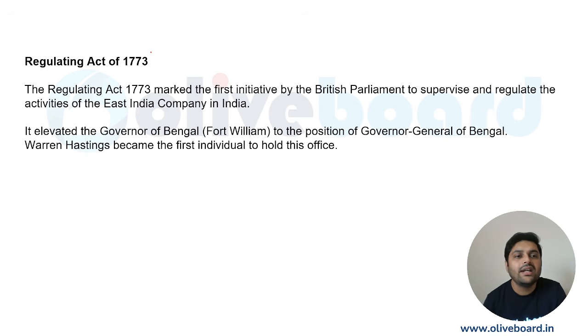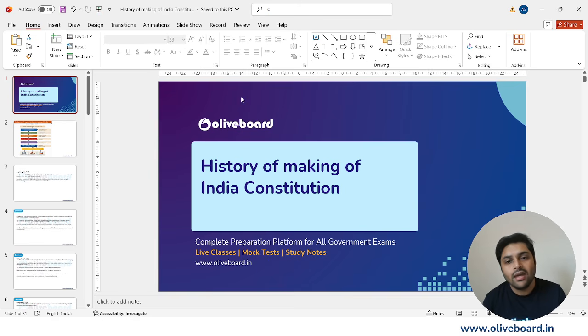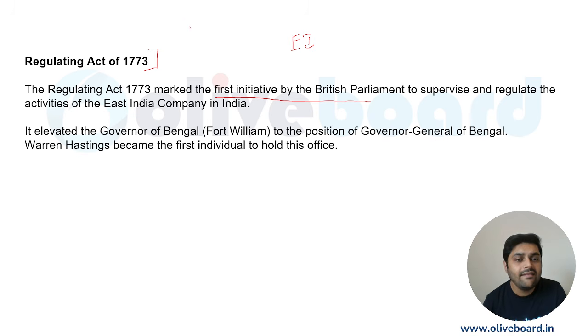First act was Regulating Act of 1773. It was the first initiative by the Britishers to supervise and regulate the activities of East India Company. Earlier, please remember, it was just East India Company which was here, which was ruling. Correct? Then it elevated Governor of Bengal. So there was a Governor of Bengal. Correct? Governor of Bengal to the position of Governor General of Bengal.